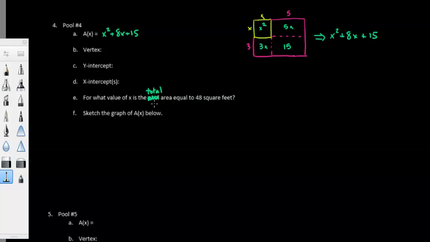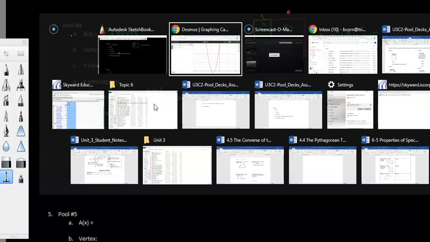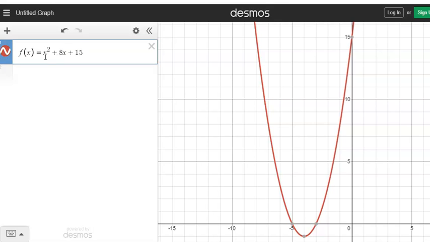So one of the first things I want to show you is I went ahead on Desmos and I put that function into Desmos. So x squared plus 8x plus 15 was my function for the pool, and it produced this graph. Now the nice thing about Desmos is it'll tell you some of these important points that we're looking for. So for instance, we want to know what the vertex is. Well, right here it says the vertex is -4, -1. We want to know what the y-intercept is. Well, it highlights that y-intercept right there, and it says that it's 0, 15.